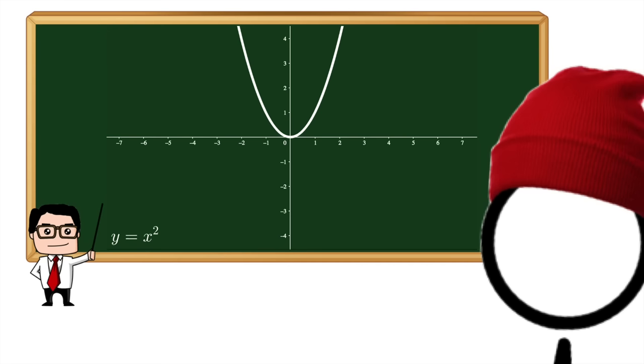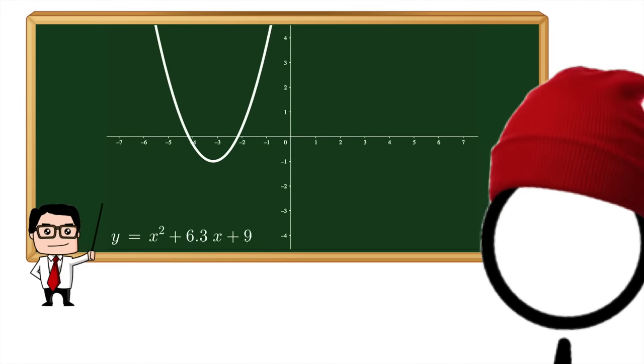Sitting in the ninth grade, learning about parabolas. Y equals x squared. Mr. Gao is showing you how you can move the parabola around. Move it up or down by adding constants. Move it left or right with a special x term.